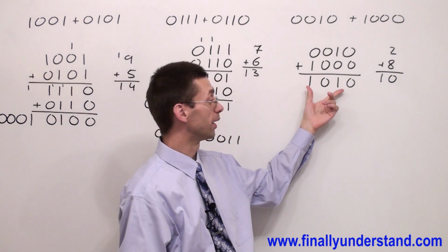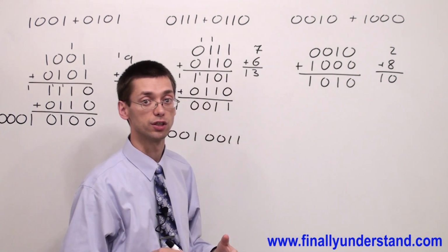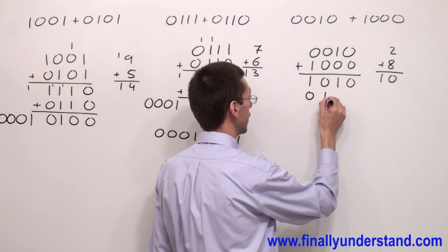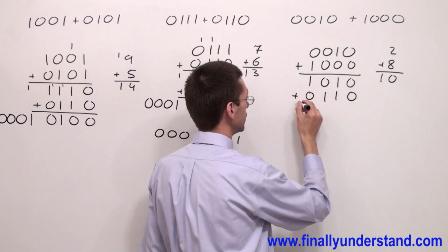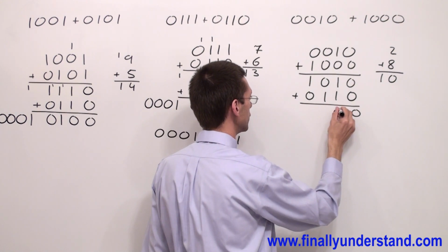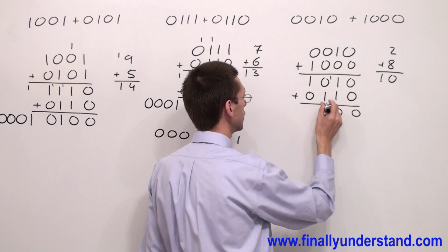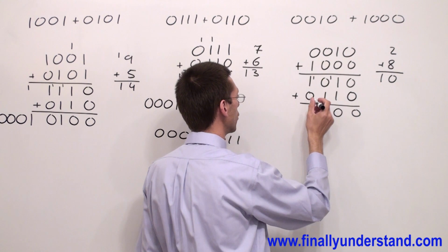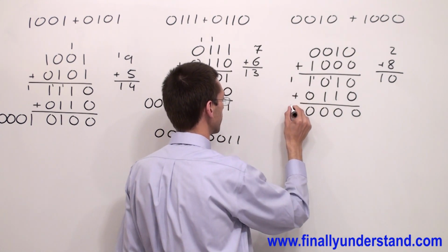Again, because my answer has value greater than 9, I'm supposed to add 6. Remember, we have to always add 6. So I have 0, 1, 1, 0. This is binary 6. 0 plus 0 gives me 0. 1 plus 1 gives me 2, write 0 and carry of 1. 1 plus 1 gives me 2, 0 and carry of 1. And I have 1 plus 1 gives me 0 and carry of 1.